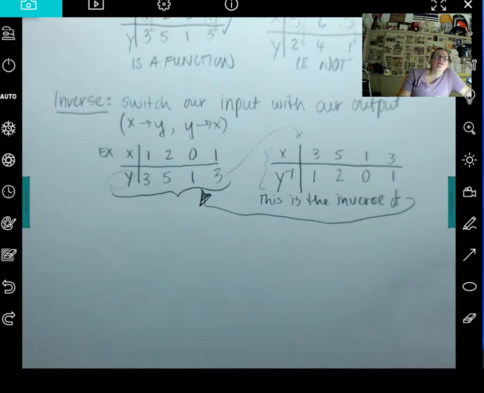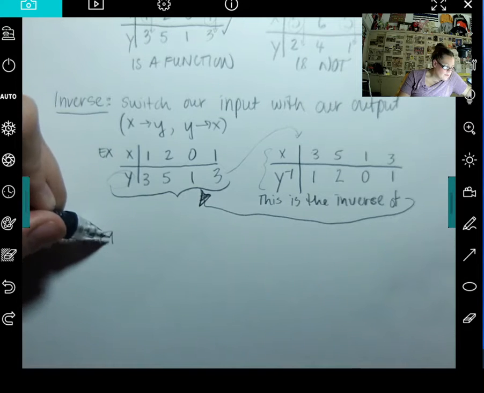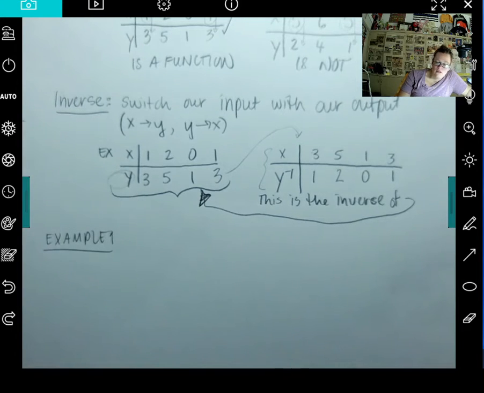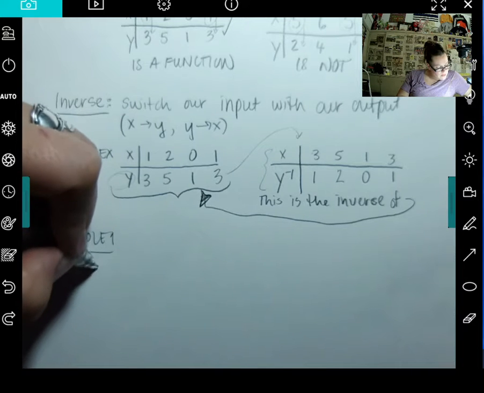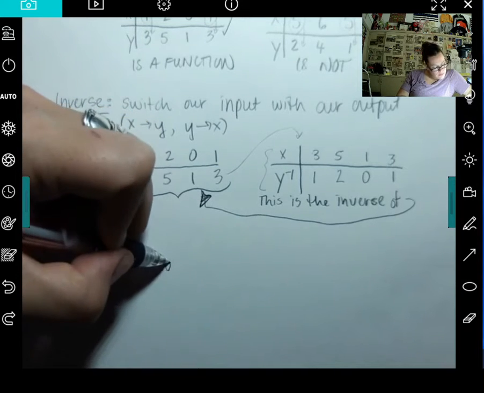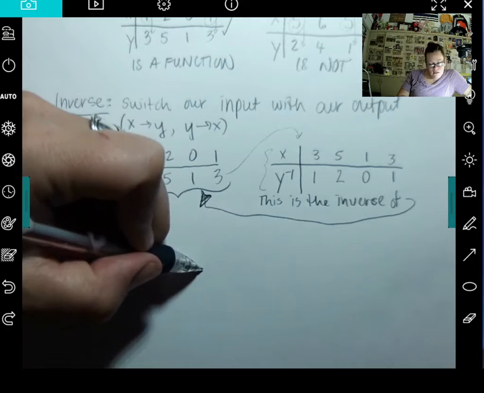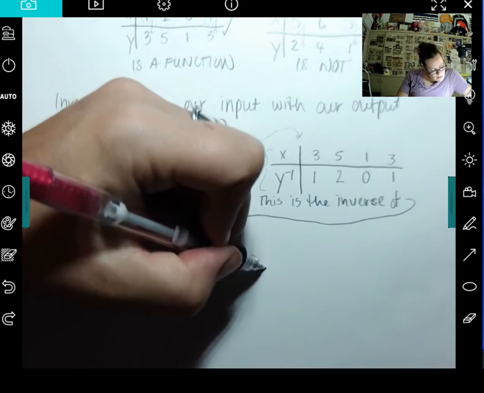Let's look at an example in the book. Example 1 from the book. There's an A and a B. Example 1A has a list of coordinate pairs: -4, 7; -2, 4; 0, 1; 2, -2; 4, -5.